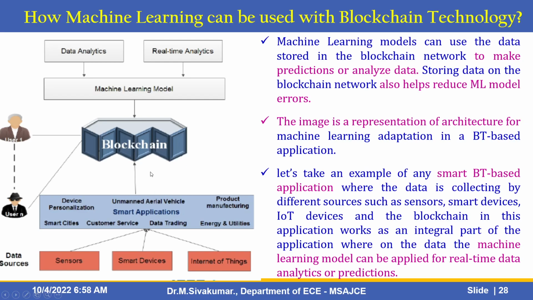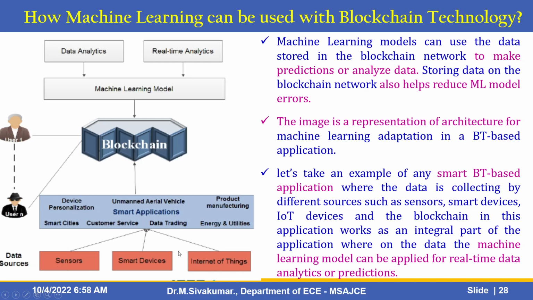In the blockchain, what are the things there? Device personalization, unmanned aerial vehicle, and product manufacturing. These are the smart applications based on machine learning with blockchain technology. These are the examples: smart cities, customer services, data trading, energy and utilities.